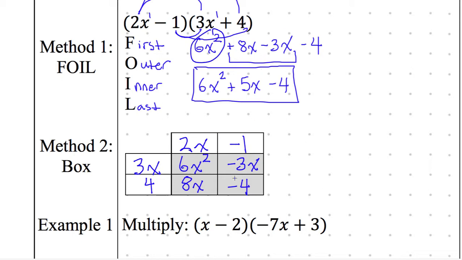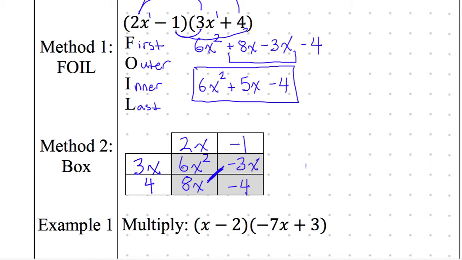6x squared, 8x, negative 3x, negative 4. They all match up. This is just another way of doing the same thing. And now, I told you to write this diagonal for a reason. These diagonal terms should generally be the same if they're written in the correct order. If I flip the 1 or negative 1 and 2x around, that's not going to be the case. But if it is written in the correct order, then the diagonals should match.